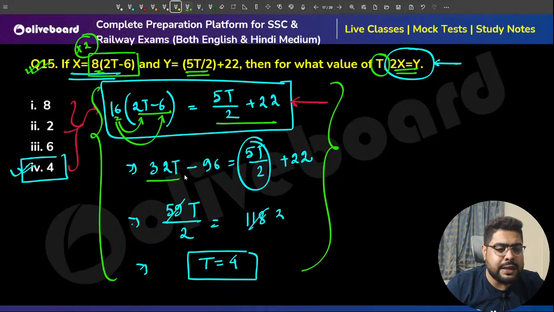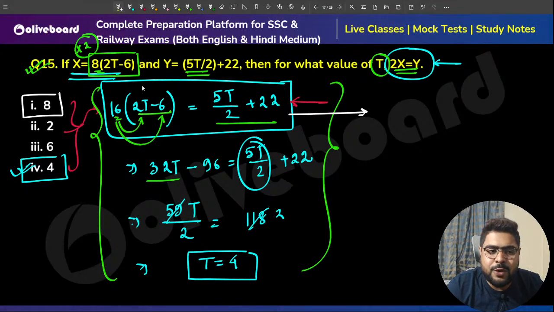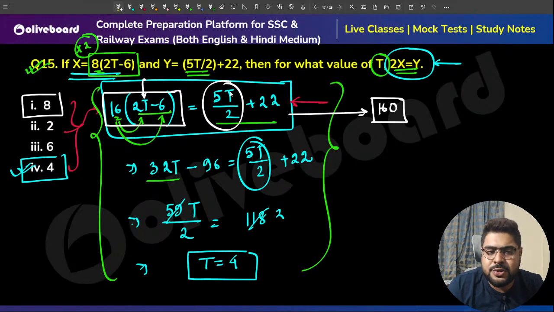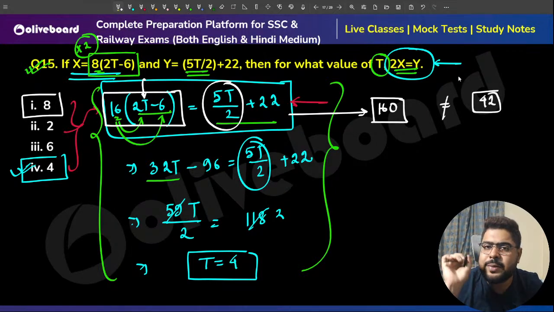Elimination method: once you have found this equation, try putting in the options. Put t equal to 8 and check whether left hand side is equal to right hand side. If I put 8 in place of t, left hand side is 2t is 16 minus 6, that is 10. Left hand side is then 16 times 10, that is 160. Right hand side, put t equal to 8, so t by 2 is 4, 5 4s are 20 plus 22 are 42. They are not matching, so this cannot be the answer.